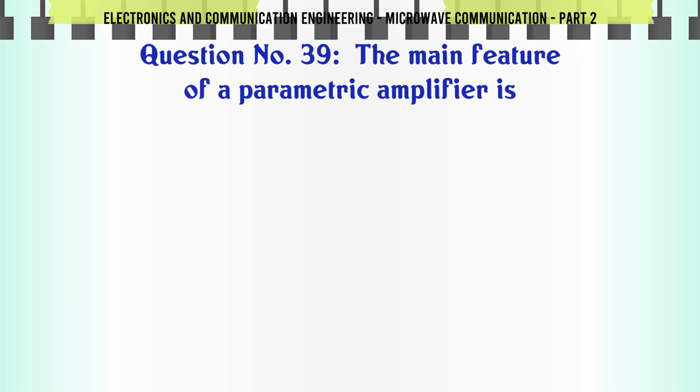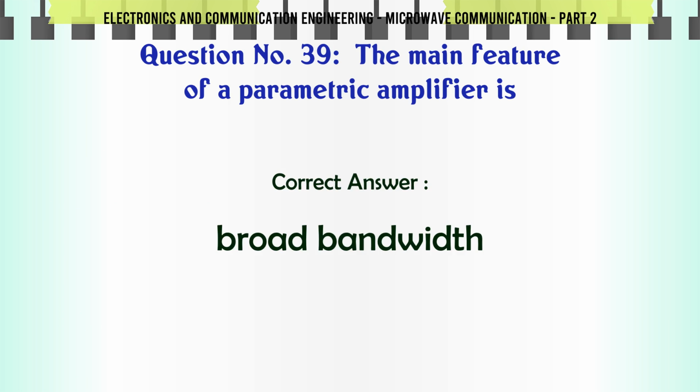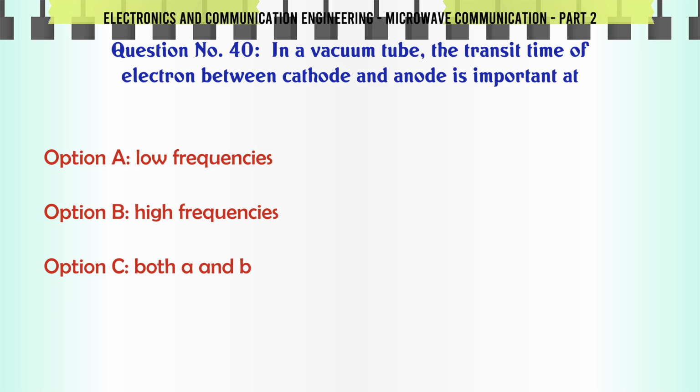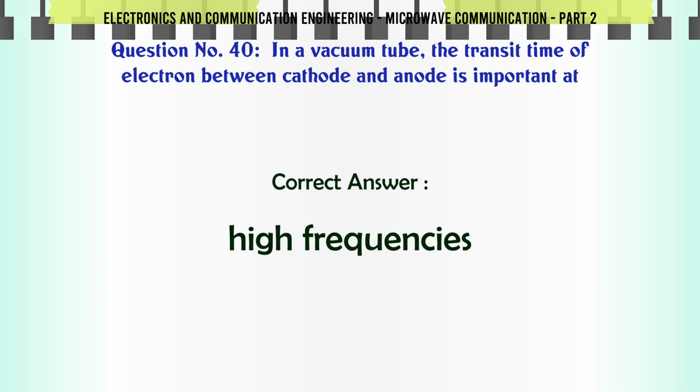The main feature of a parametric amplifier is: A. low noise, B. very high gain, C. broad bandwidth, D. both B and C. The correct answer is broad bandwidth. In a vacuum tube, the transit time of electron between cathode and anode is important at: A. low frequencies, B. high frequencies, C. both A and B, D. frequencies which are neither very low nor very high. The correct answer is high frequencies.